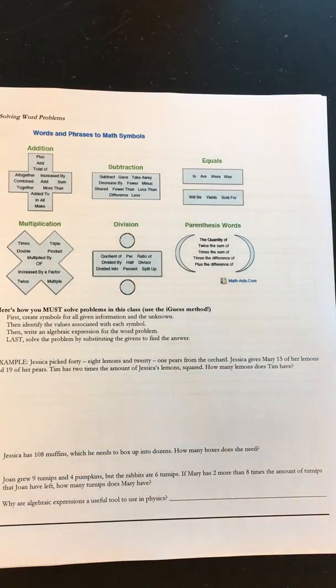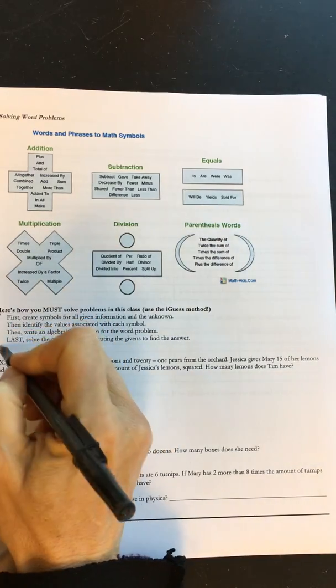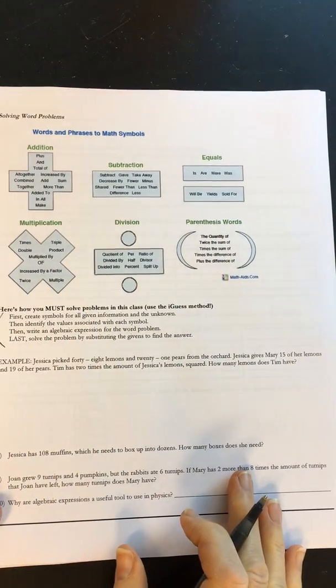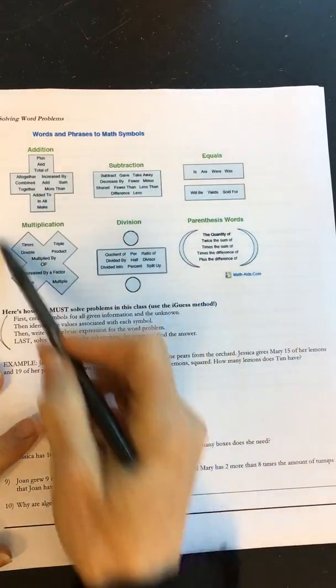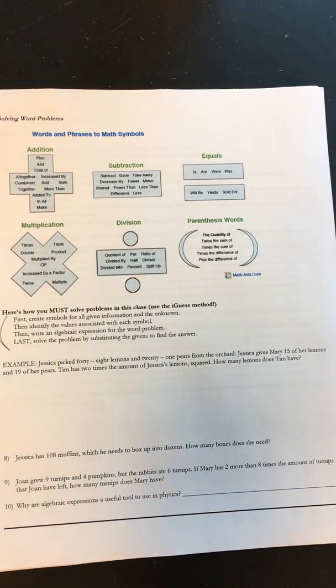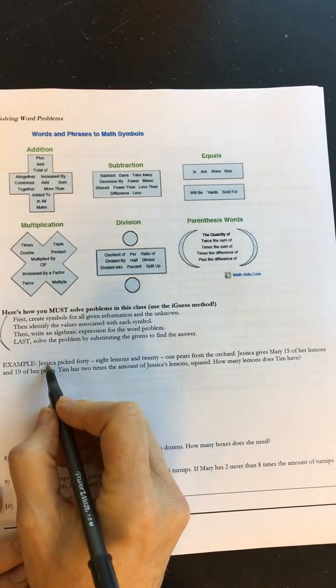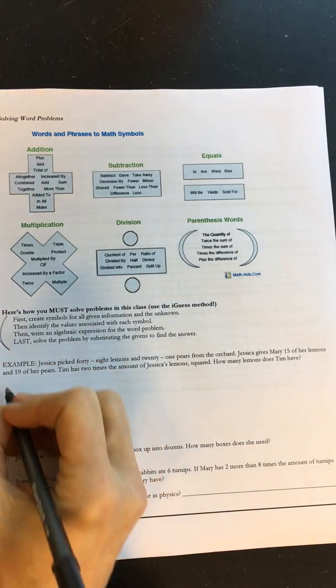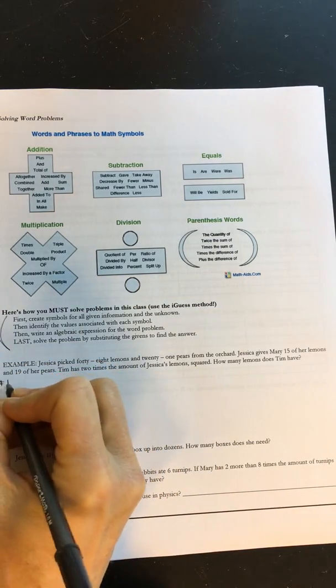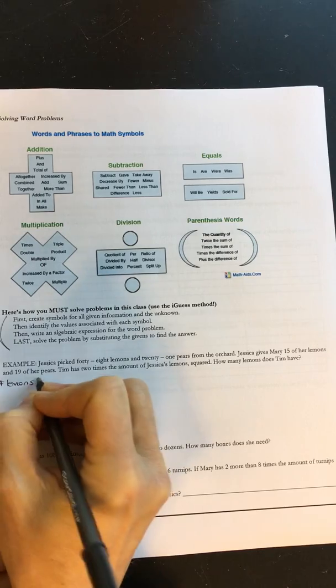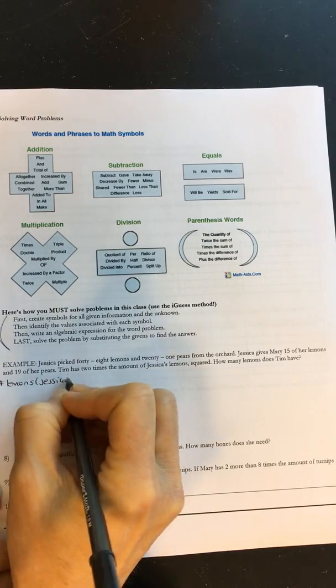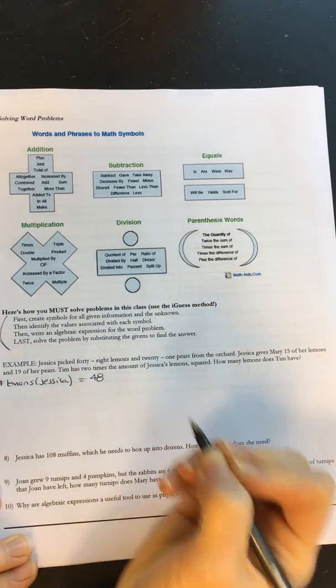Okay. So writing out word problems, there you must show your work. I don't want you just plugging in numbers. Here's some helpful hints for those of you who don't remember the cues. So it says Jessica picked 48 lemons. So the number of lemons, and this is for Jessica, is 48.